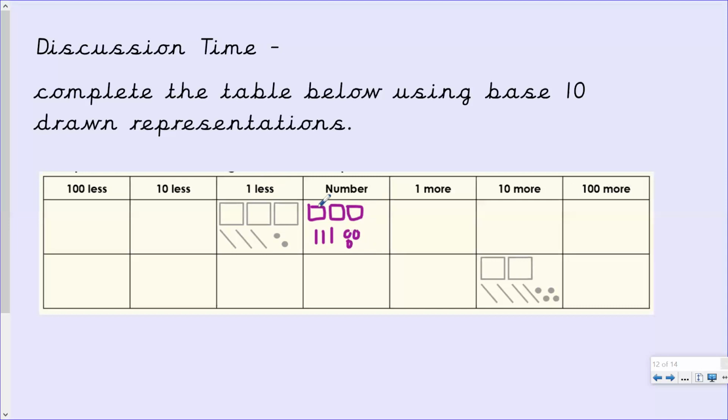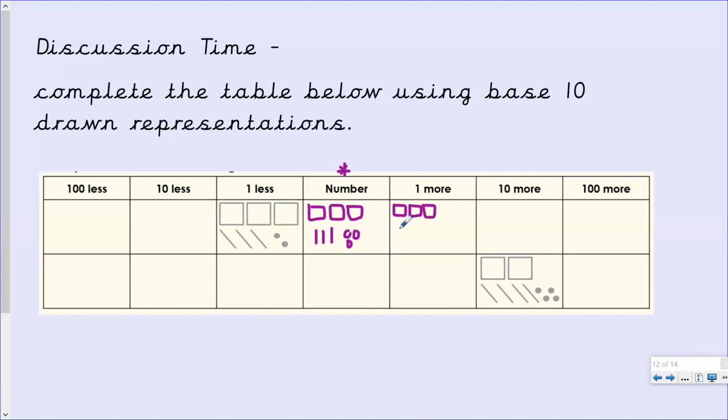Because 1 less than 333 would give me 332. So this is the number that I need to work with. What would be 1 more than 333? Which column would I need to add my 1 to? My ones column. So I would still have how many hundreds? 3 hundreds, because my hundreds columns don't change when I'm adding 1 more.